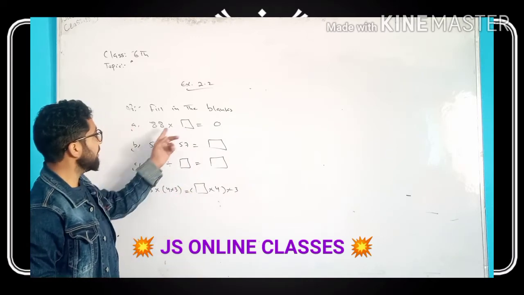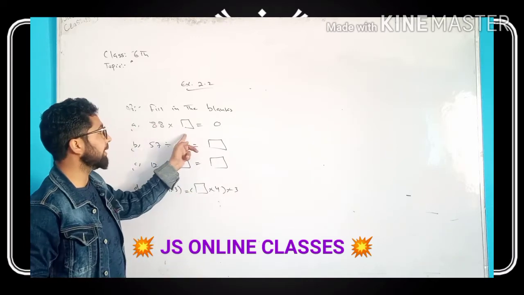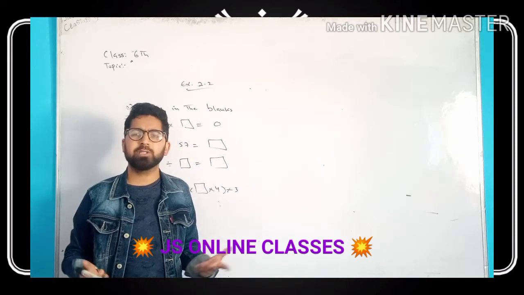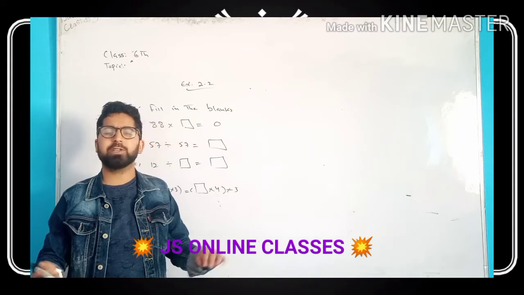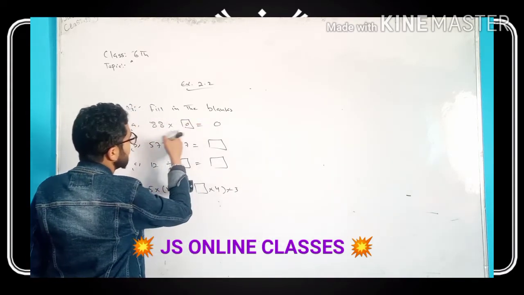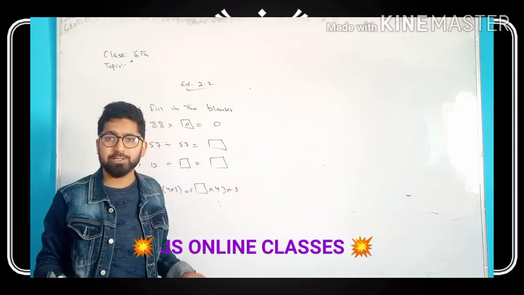So यहाँ पे हम 88 को क्या multiply करेंगे तो हमें result 0 आएगा. Simply, जब भी हम किसी नंबर को 0 के साथ multiply करते हैं, so we get 0. So here we multiply 88 with 0. 88 into 0 equals 0. Okay, got to understand अच्छे से?